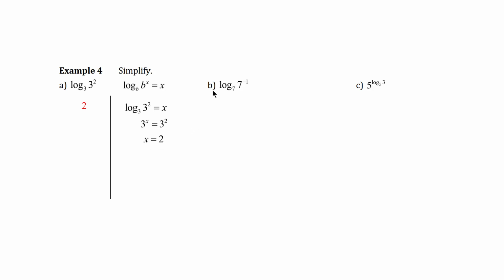Moving on to part B, we have log base 7 of 7 to the negative 1 power. Again, we just apply property number 2 to simplify this. We get that this simplifies to the value of the exponent, which is negative 1. Moving on to part C, we have 5 raised to the log base 5 of 3 power. To simplify this logarithm, we apply property number 3. This logarithm simplifies to the value in front of the logarithm, which is just 3.